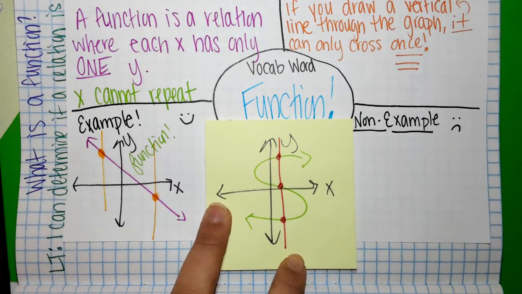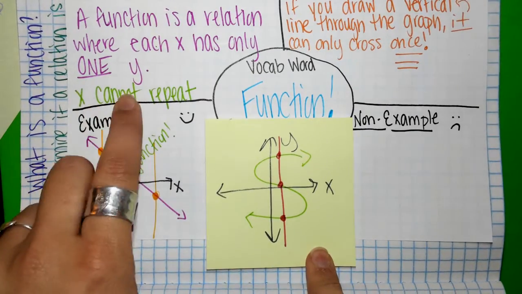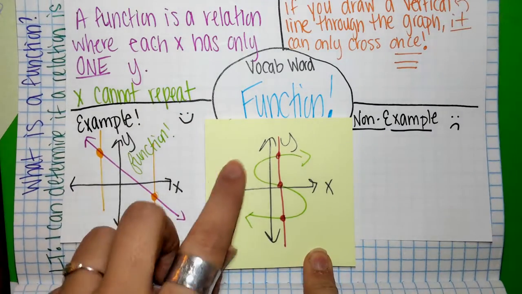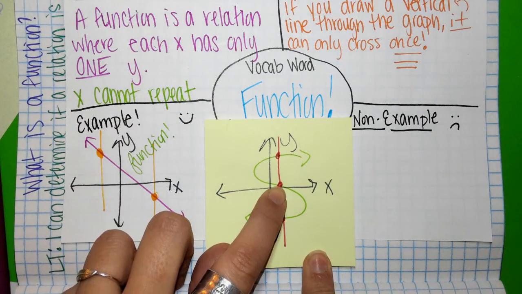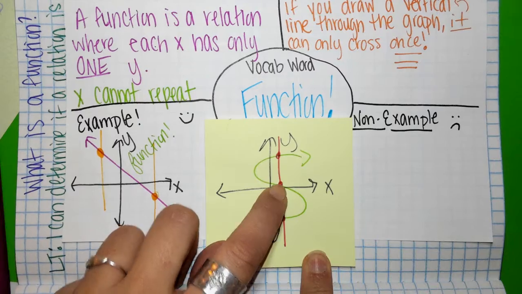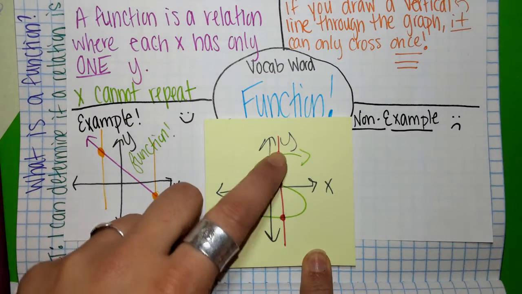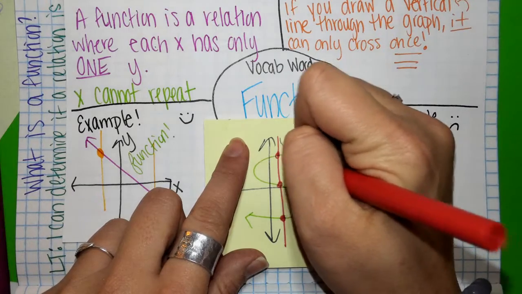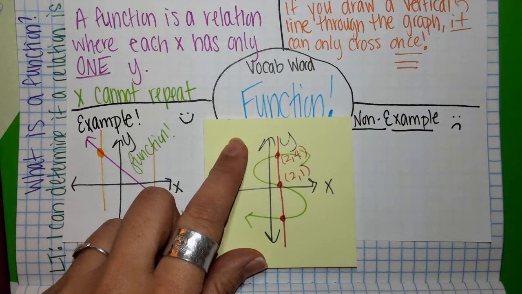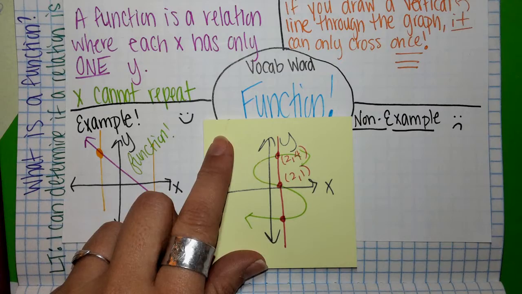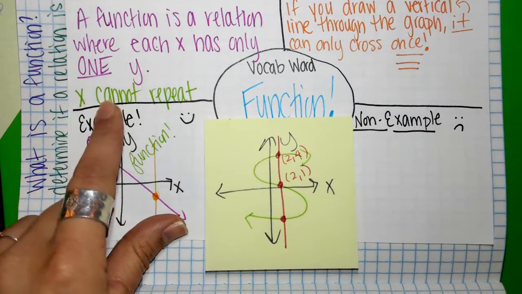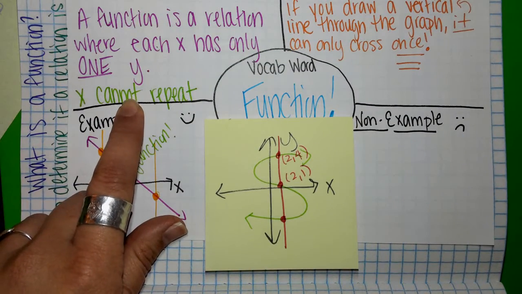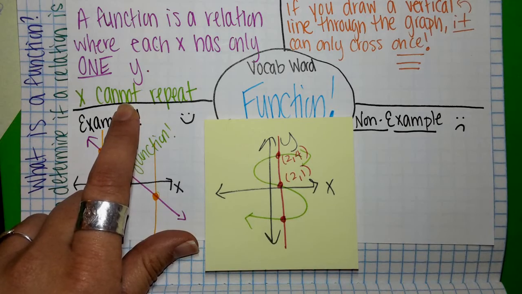Now, the reason why, we said that x cannot repeat, correct? So to get to this point, we would say go right 2 and up 1. How could we get to this point? Right 2, up 4. So if this is (2, 1), and this is (2, 4), what do they have in common? The 2, the x value. Can x repeat? No. That's why it's not a function.